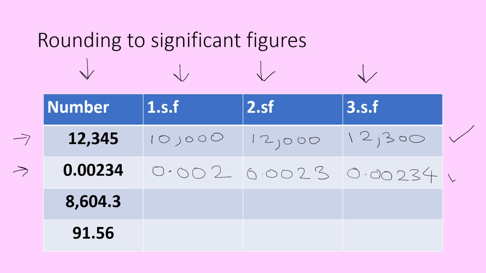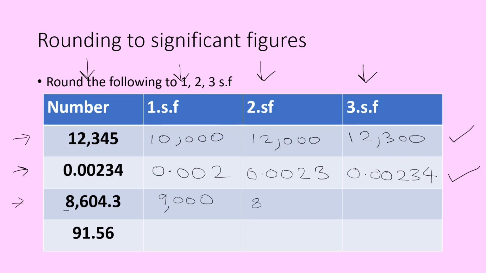Okay, let's have a look at the number 8,604.3. To one significant figure, well, our first significant figure is this 8, but looking at the second significant figure, it is 6, which is 5 or above, so therefore I round it up to 9,000. To two significant figures, it's 8,600 because the next number along would be 0, and that means that we don't round up. That 6 stays as 6, it doesn't round up to 7.